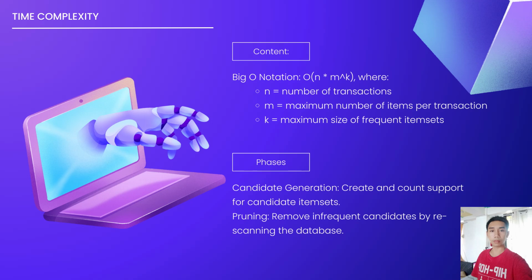This complexity arises from two major steps: candidate generation and trimming. These steps involve scanning the database multiple times to identify frequent item sets and prune infrequent ones. As the dataset size or the support threshold increases, the time complexity of the algorithm also increases, which can impact its scalability and practicality for large datasets.